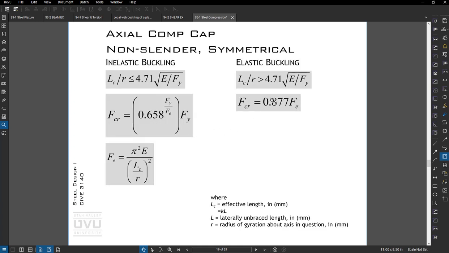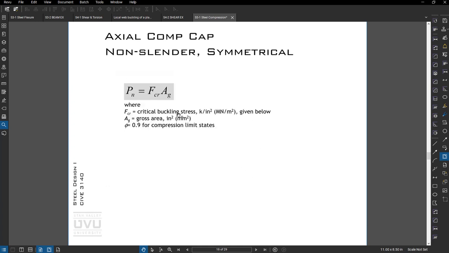If our column is in the elastic buckling range, then we're going to use 0.87 times the critical buckling stress. So we start by calculating this term, decide which equation to use, find the number, and then plug it back into here.